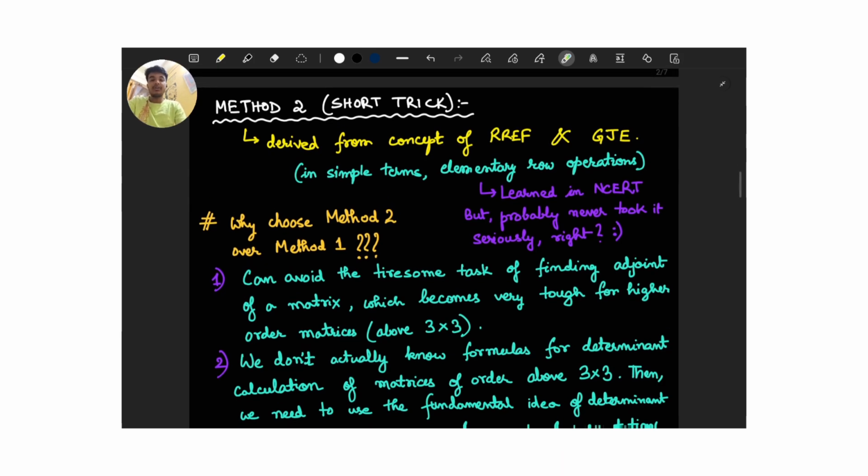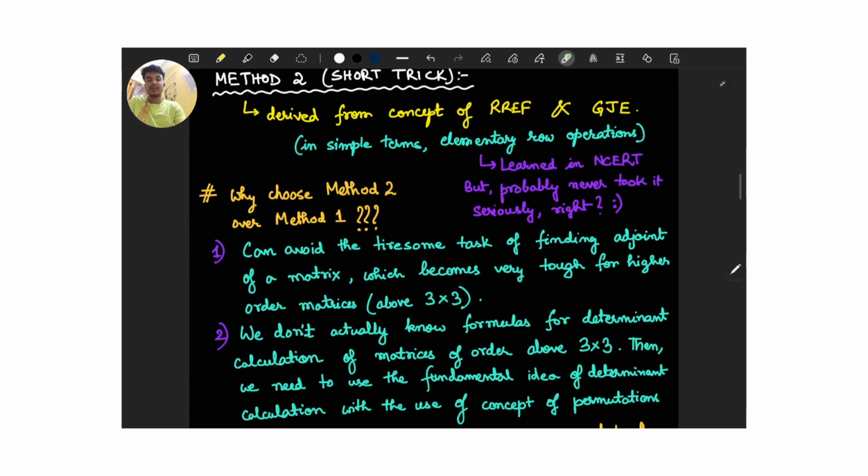So in simple terms, we will use the concept of elementary row operations in order to find or compute the inverse of this matrix, and this is derived from two very fundamental concepts of linear algebra. That is the course in your first year engineering college that you will be learning for matrix algebra, that is RREF and GJE. RREF stands for row reduced echelon form of a matrix, and GJE stands for Gauss-Jordan elimination. So you don't need to get bothered about these terms. Basically when you take up the course of linear algebra, you will get to know about it in details.